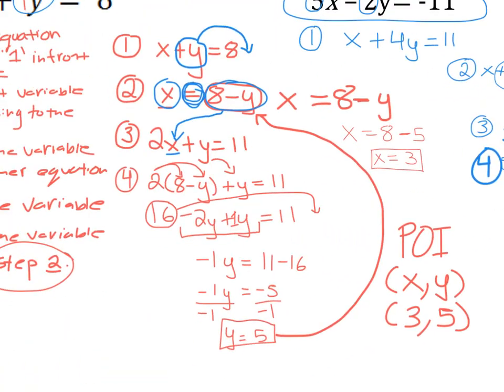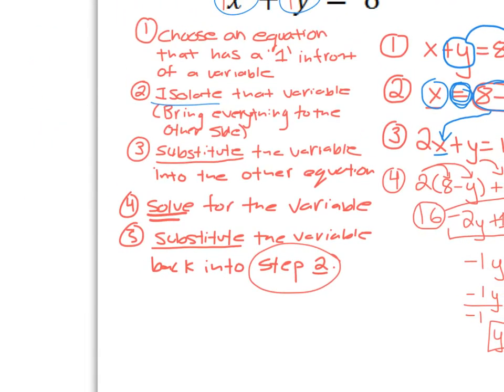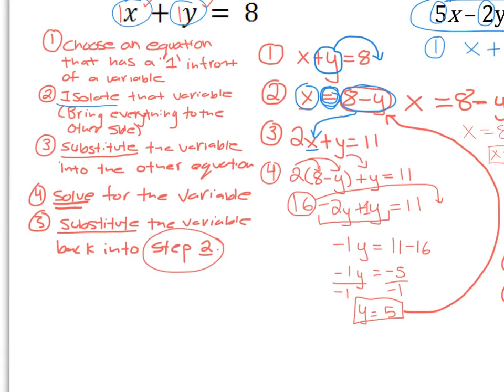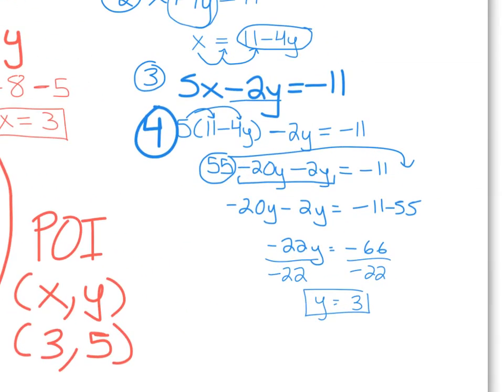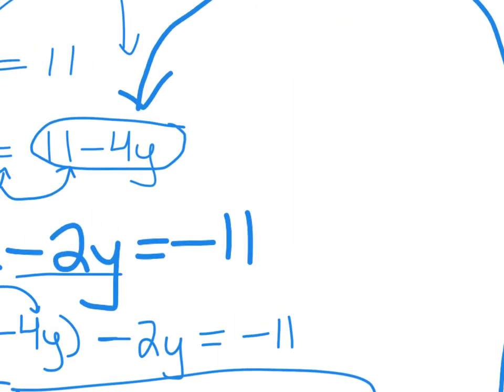And now we need to see step number 5 is to substitute the variable back into step number 2. So if we know what y is, we're going to solve for what x is. So let's go back all the way to step number 2. And we're going to use this equation of x equals 11 minus 4y. And now we're going to replace that y with what we know it is, which is 3. So remember that y is 3. And let's go back here.